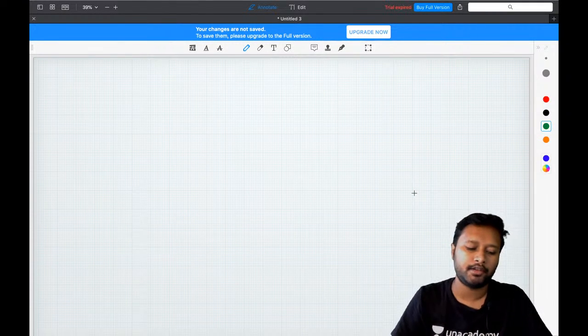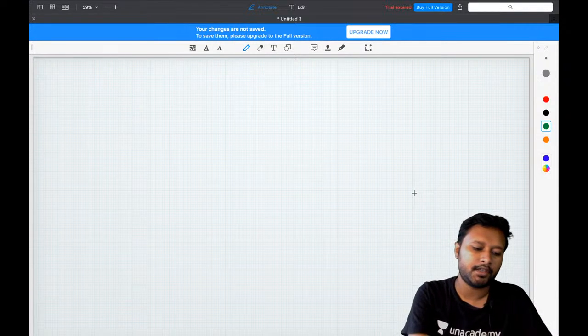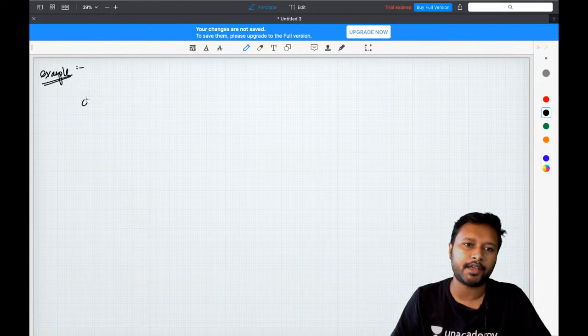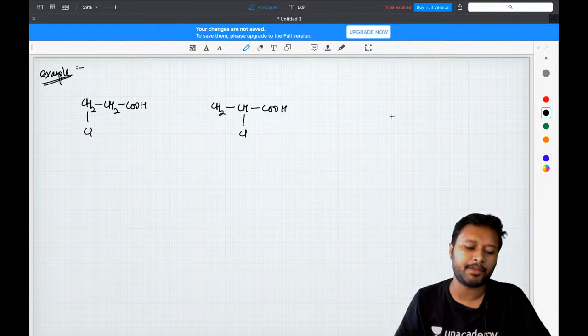Let's take one more question. Let's take one more easy one and see the relative acidic strength of the groups here. In this case I am going to change the position of an electron withdrawing group. Let's say I have CH2COOH with chlorine here, then I have CH2COOH, and if I ask you which of them is a better acid, whether A or B, who is a better acid?